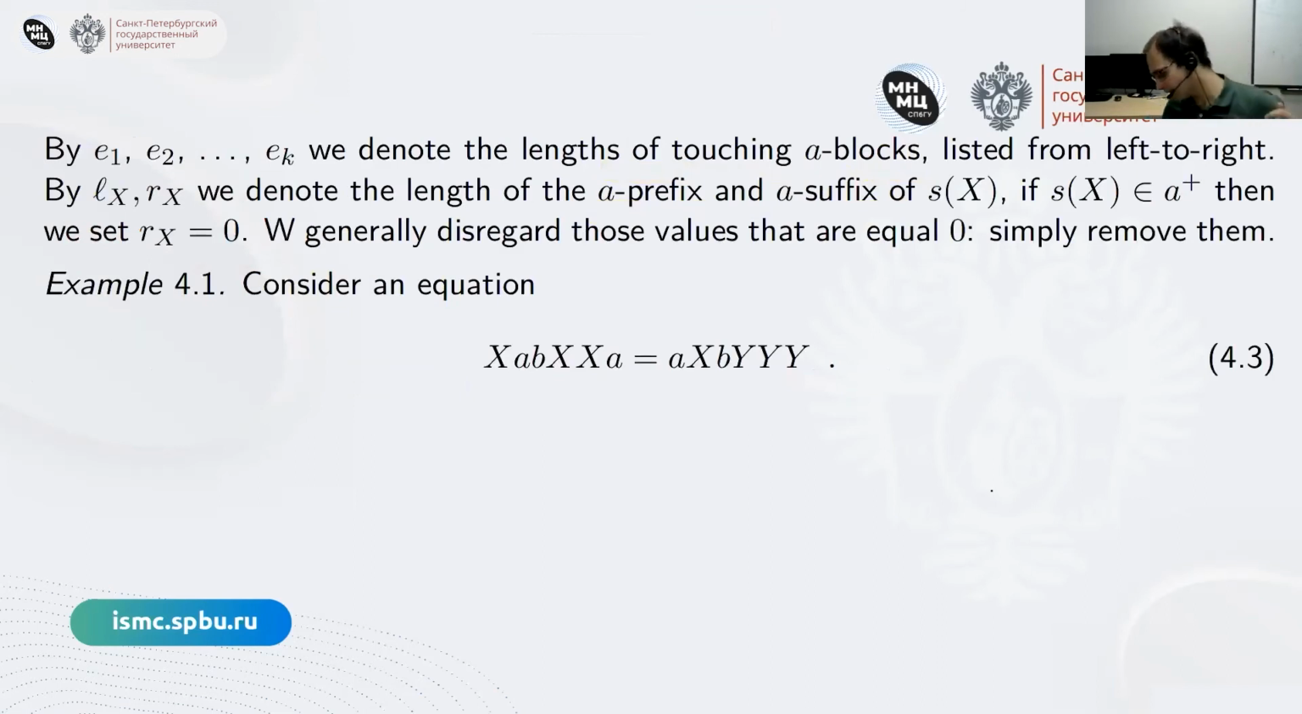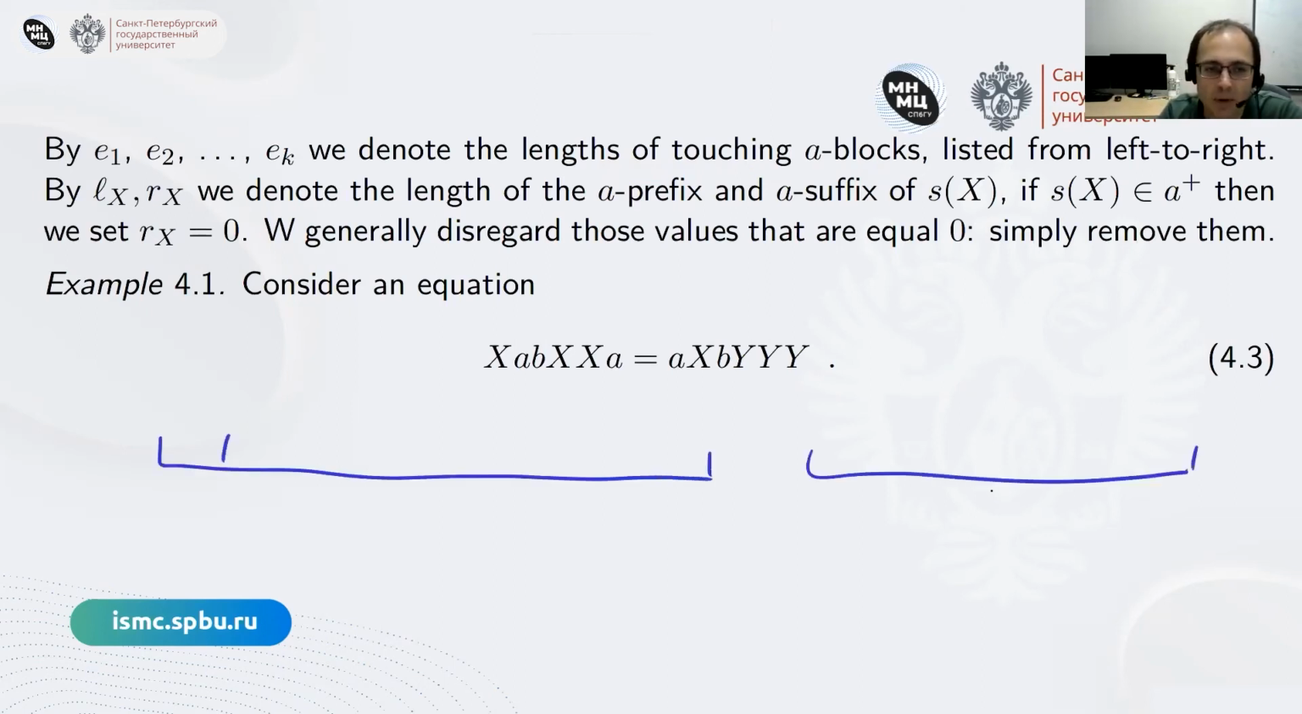Okay, so how to replace those explicit lengths with equations, with parameters. So we look at the solution word, and we look at the blocks of A's, and we just list the numbers from left to right. So this is E1, E2, E3, E4. They are of course the same on the left and right, so we could just write it in one part.